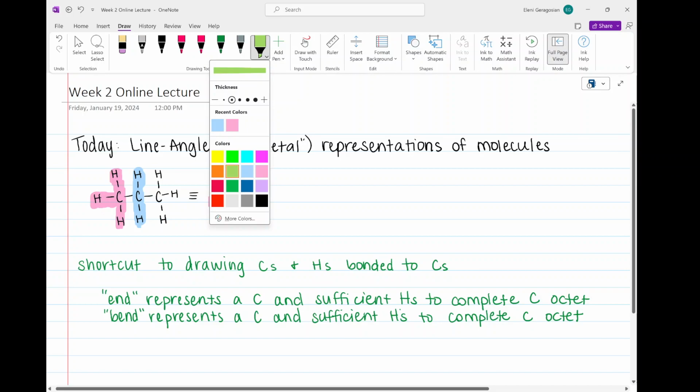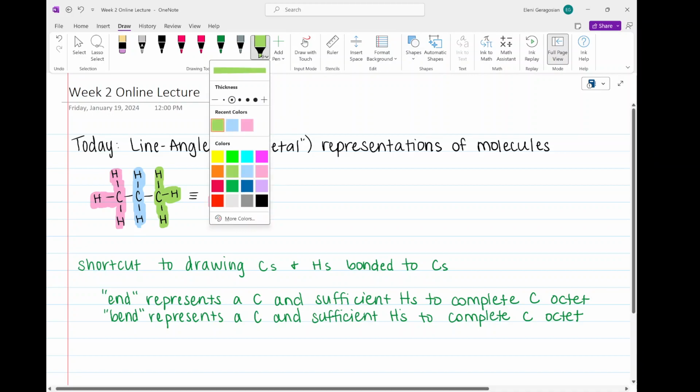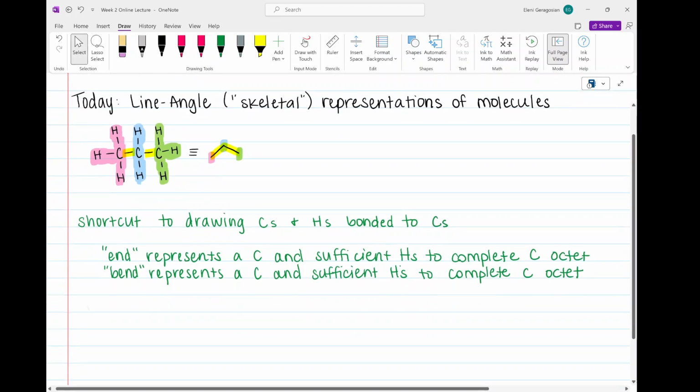Then in the representation, the only other thing we have is that end of the chain, and again, that's a carbon and enough hydrogens to complete its octet. So all that's drawn here are the 2 lines that show the 2 carbon-to-carbon bonds. Let's highlight that in yellow. So 2 lines, 2 carbon-to-carbon bonds, and then the end represents a carbon, the bends represent a carbon. So let's do another example.